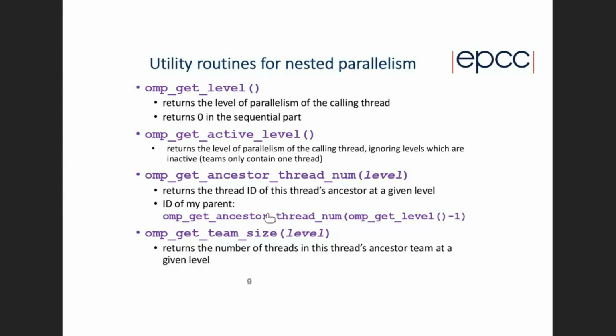So what you might want is, say, the thread ID of your parent. Then you would call OMP get level, subtract 1 to go 1 level up, and then call get ancestor thread number at that level. And then you can also get team size at levels above you as well. Thread numbers always start from 0 in every team, and so there is no global thread number going on here.